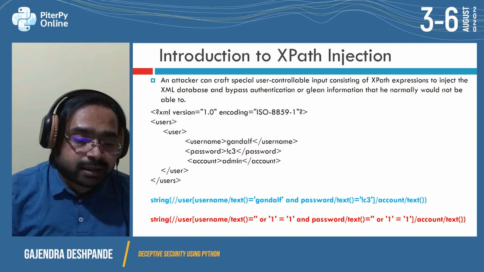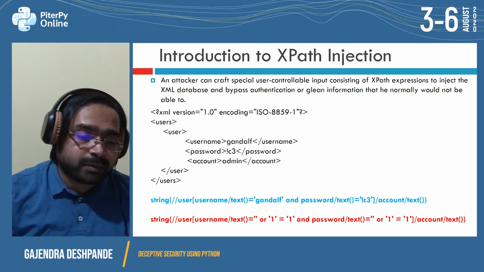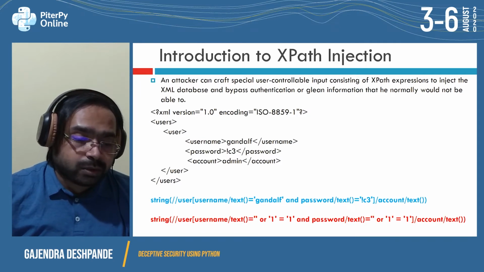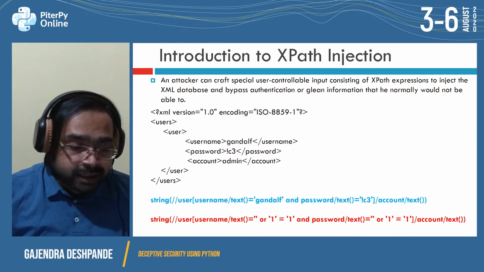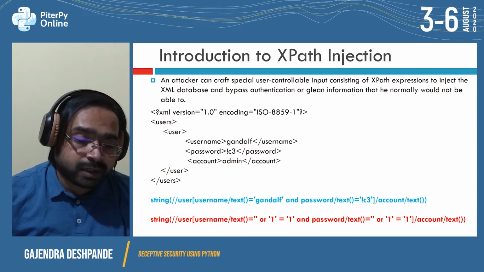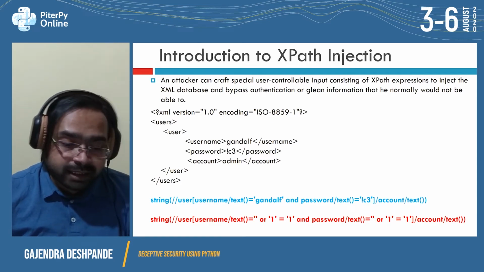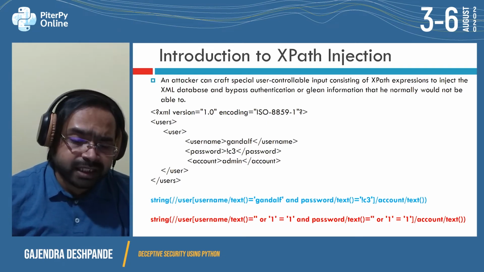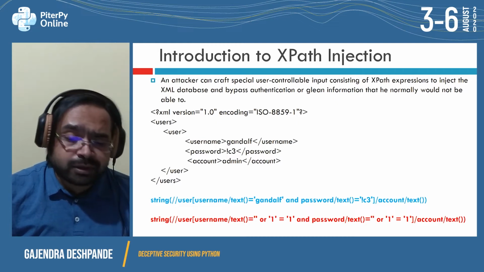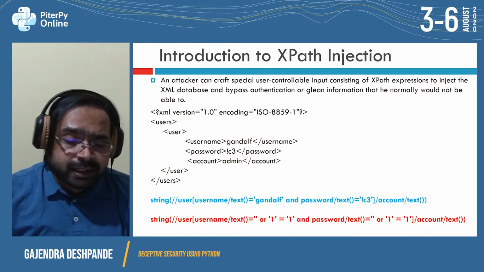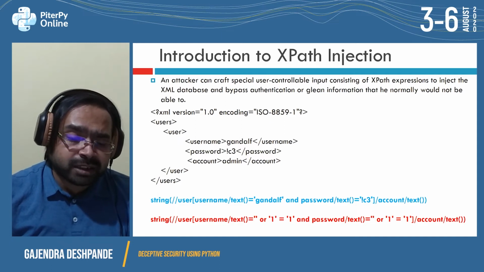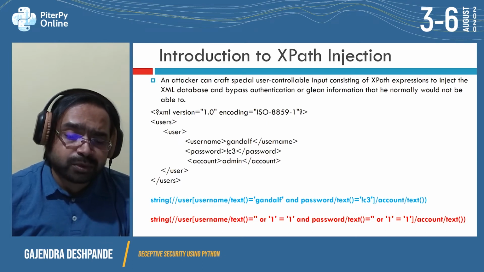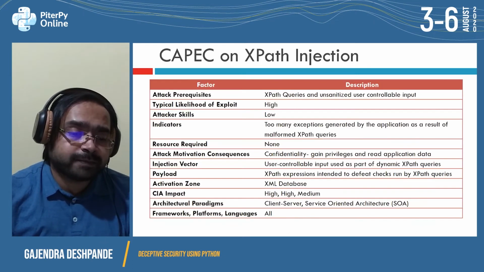Now on this screen, what you are seeing is this small XML code where three fields are there: username, password, and account type. There is a line mentioned in blue color. That's the valid XPath query. Whereas the second line, displayed in red color, is the malicious query, because you find that valid inputs are not present there. Instead, some Boolean operators and some numbers are present. That's a malicious attack vector, which is being used to gain illegal access to the XML file.